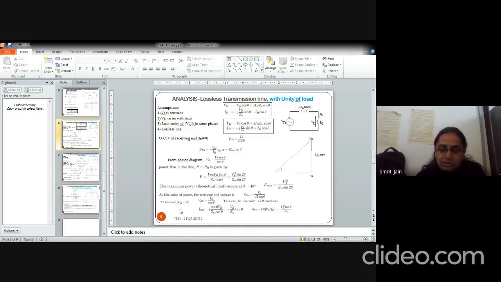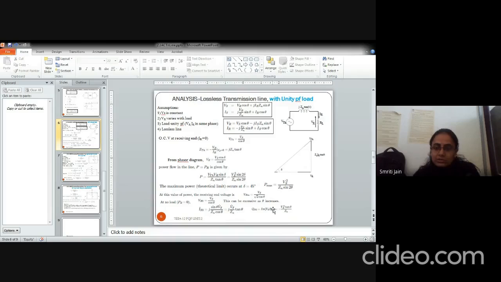And the charging current, if we say that the line is on no load, the sending end current will not be going towards the load. That means whatever current will be flowing in the line will be giving you the value of the charging current in the line. And this is given by this equation.